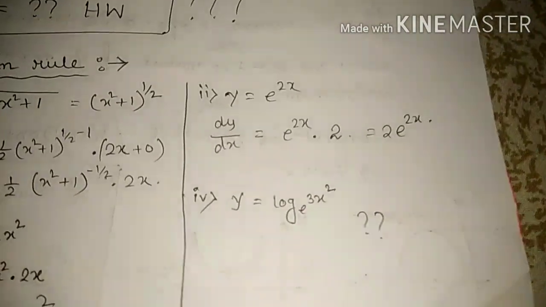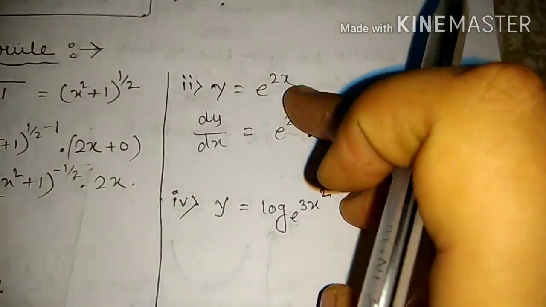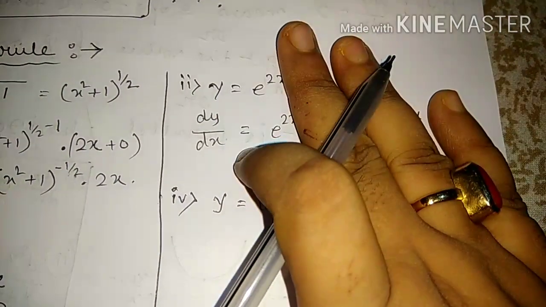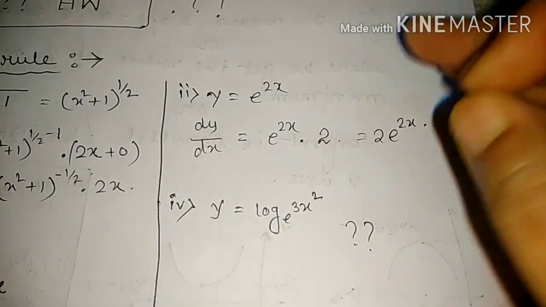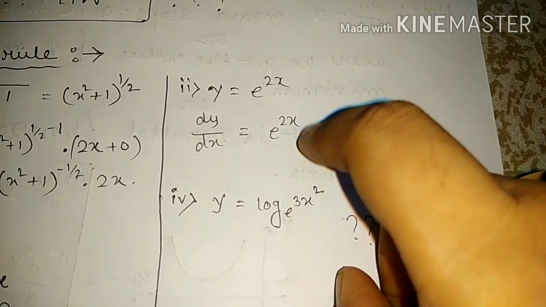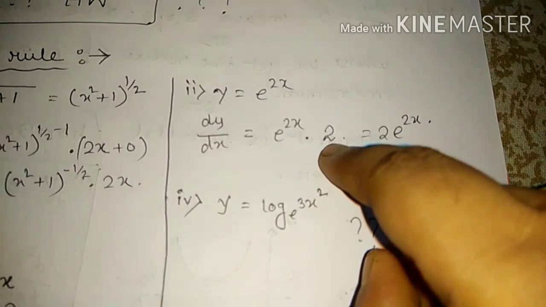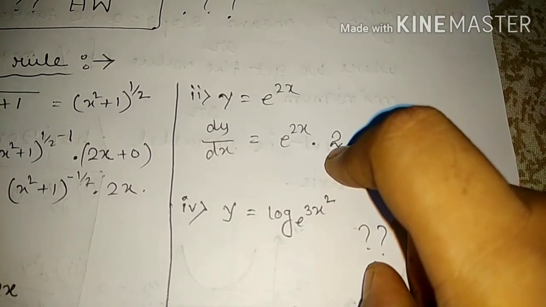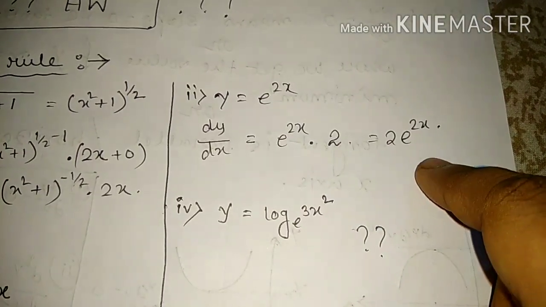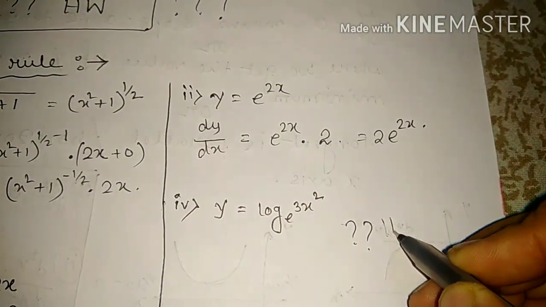If you consider this one, y equals e to the power 2x, then for dy by dx you consider this as e to the power x. What is the differentiation of e to the power x? Same, e to the power x. So first you write e to the power 2x, but this is not the x. Now the differentiation of 2x is 2 only, because dx by dx equals 1. So 2 into e to the power 2x. Now this is your homework. Try it at home.